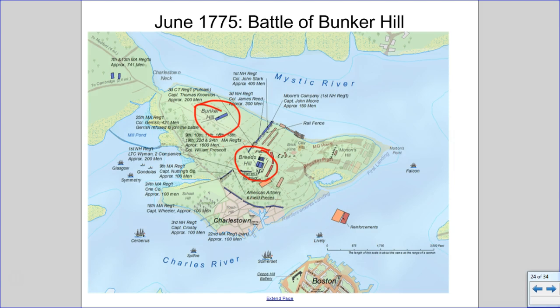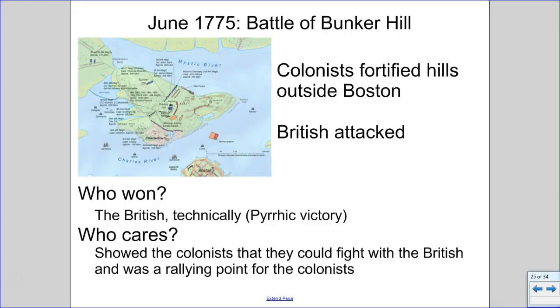So let's repeat. This is Bunker Hill. This is Breed's Hill. We call it the Battle of Bunker Hill. The colonists fortified the hills outside Boston. Their theory was if they could control those hills, they could control access to the port of Boston. If they could control the port of Boston, they could control Boston. If they could control Boston, they had an opportunity to have the most important port in America under their control.